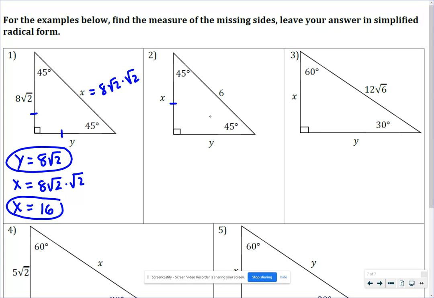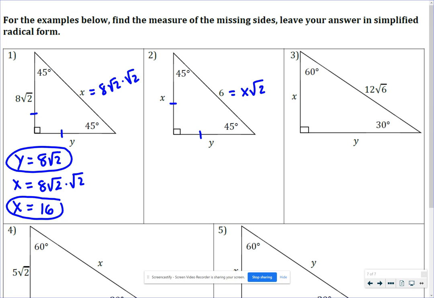Right, problem number 2, or example number 2. The x and the y are equal. It's the first thing we're going to notice. 45, 45, 90. The two legs are the same. It's an isosceles triangle. So I have the hypotenuse. I know that the hypotenuse is x times the square root of 2. The leg times the square root of 2 will get me the length of the hypotenuse. That was our relationship, right? Leg times the square root of 2 gets me the length of the hypotenuse.